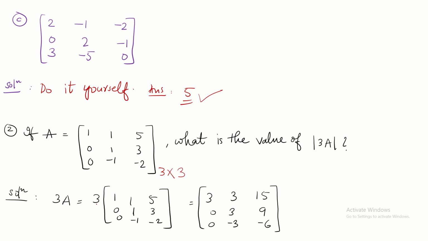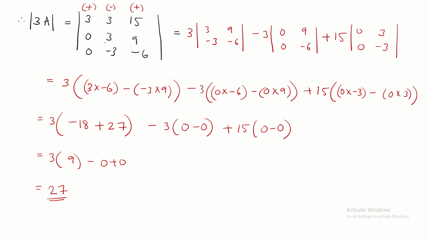So 3 into A, you know how to multiply. Okay, I'll not explain it. It is over here. You have to multiply the whole matrix by 3. After that, you have to find the determinant of this matrix: 3, 3, 15, 0, 3, 9, 0, minus 3, minus 6. So plus minus plus. 3 into 3, I'll ignore the row and column. 3, 9, minus 3, minus 6. I wrote it here.